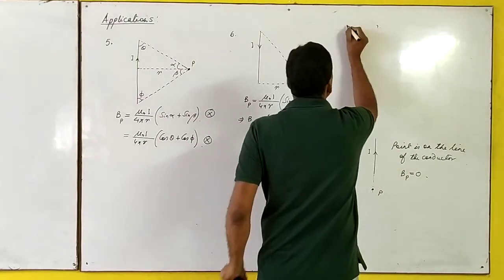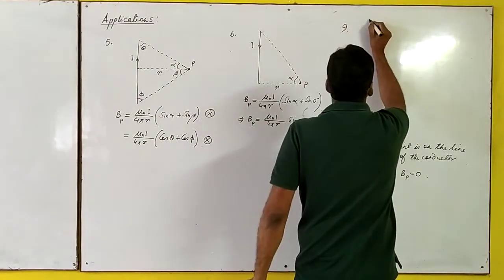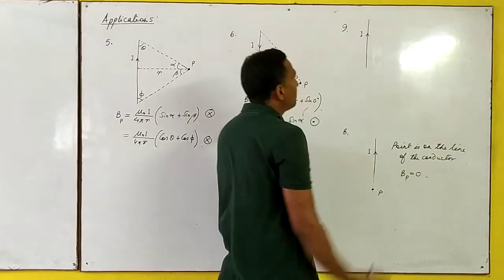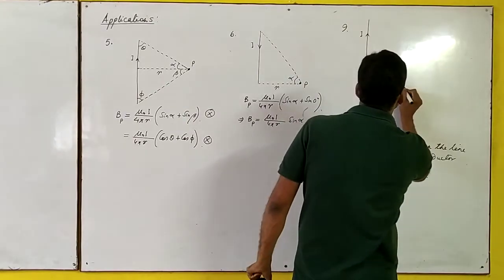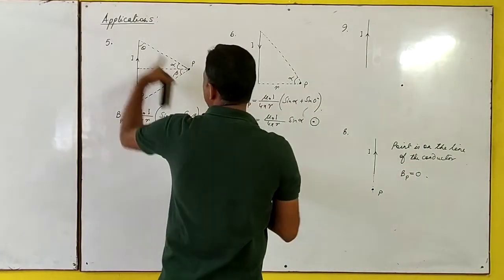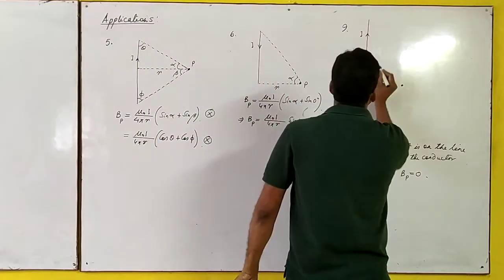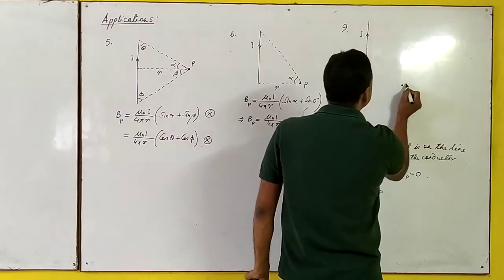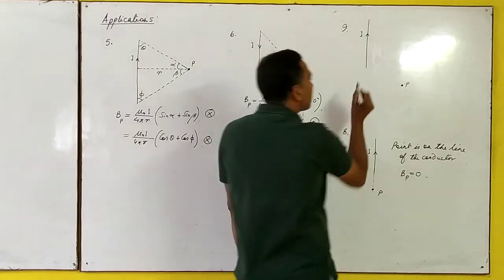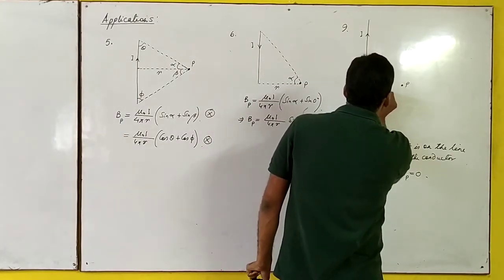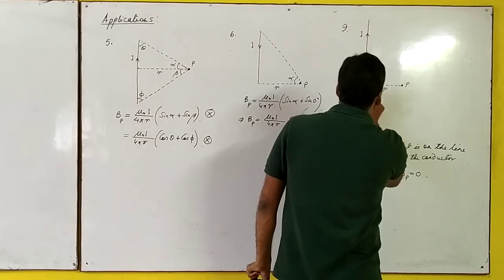So, number 9. Suppose the situation is this. I amount of current is flowing, and the point is here, below the conductor. Earlier it was in between the two ends, but now it is below. So to get the perpendicular distance, first of all we need to extend it, otherwise we will not get the perpendicular distance. So the perpendicular distance is this, R.